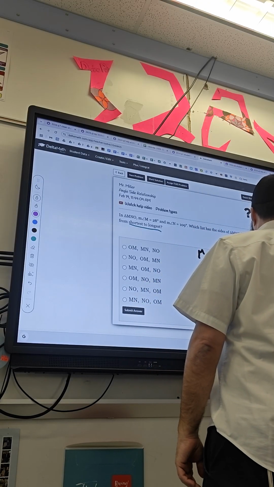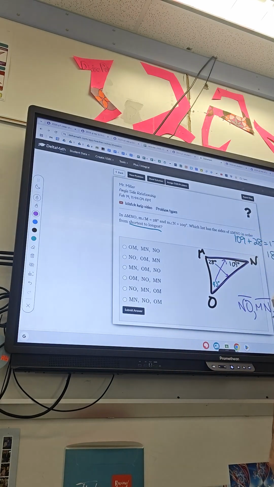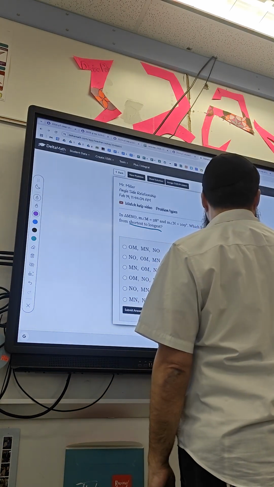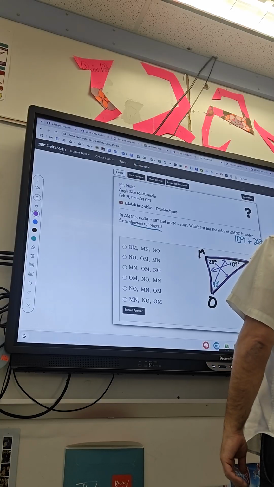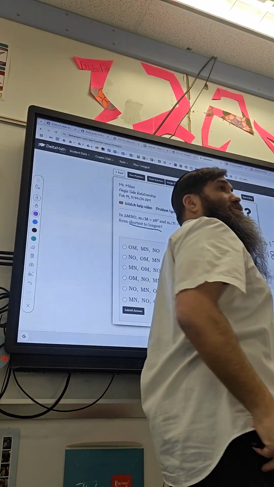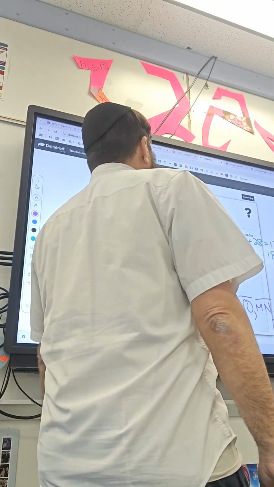MN. This is what you missed. One of the things you missed. And then, of course, the last side, the biggest one, is MO, because the smallest side is across from the smallest angle, and the biggest side is across from the biggest angle.